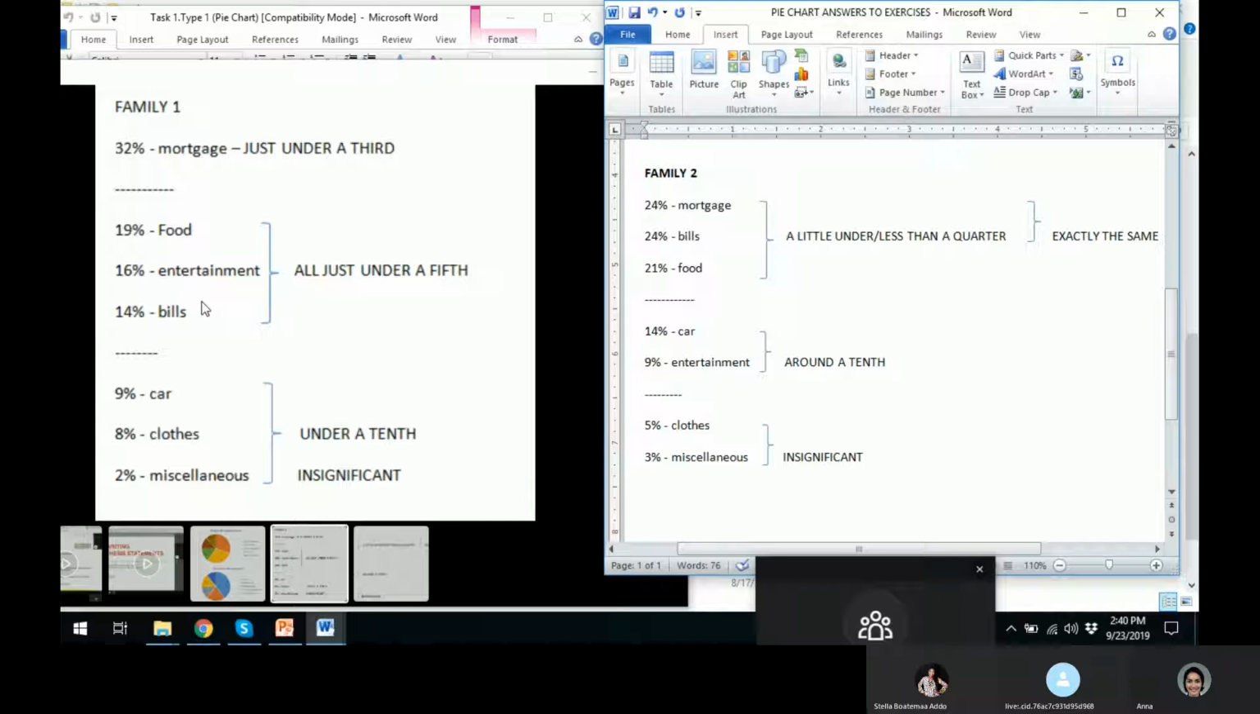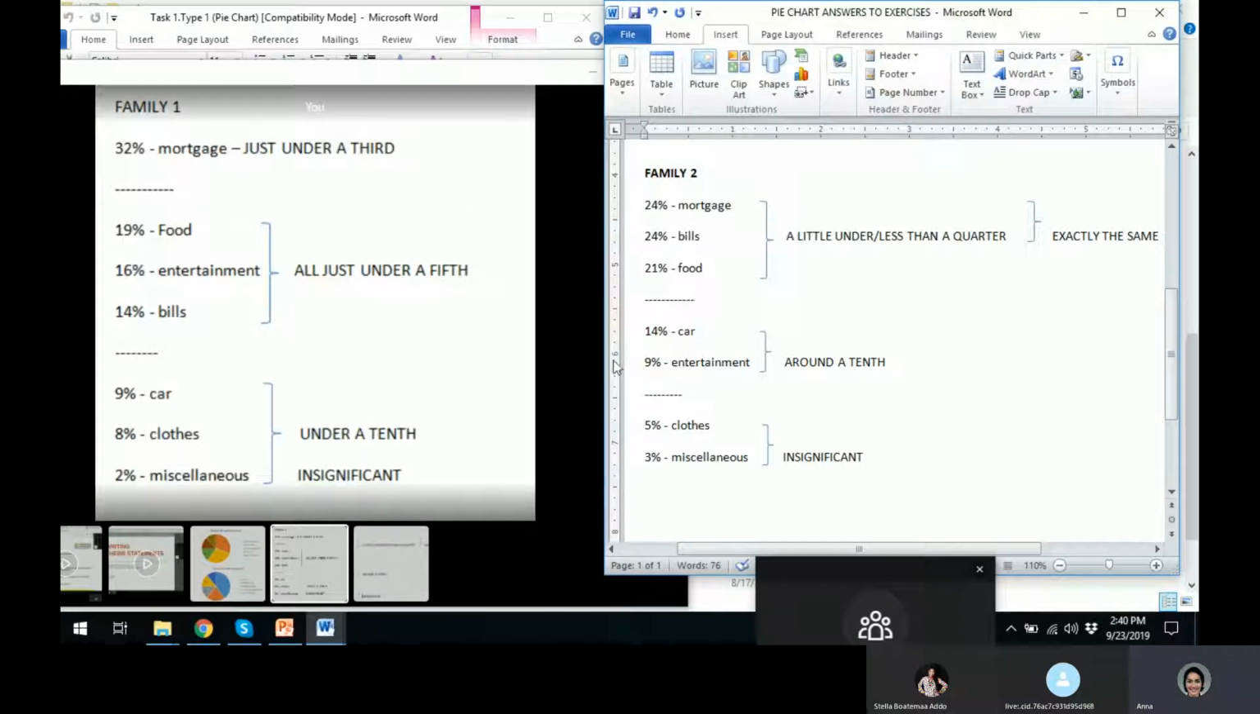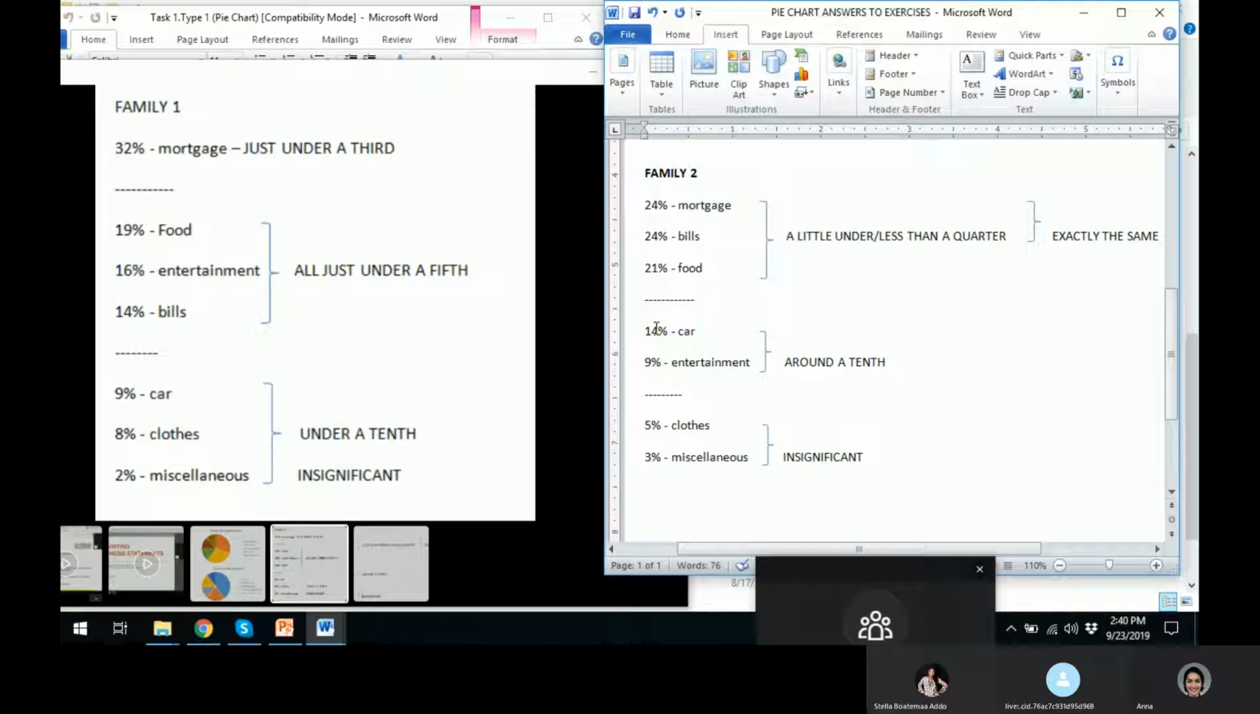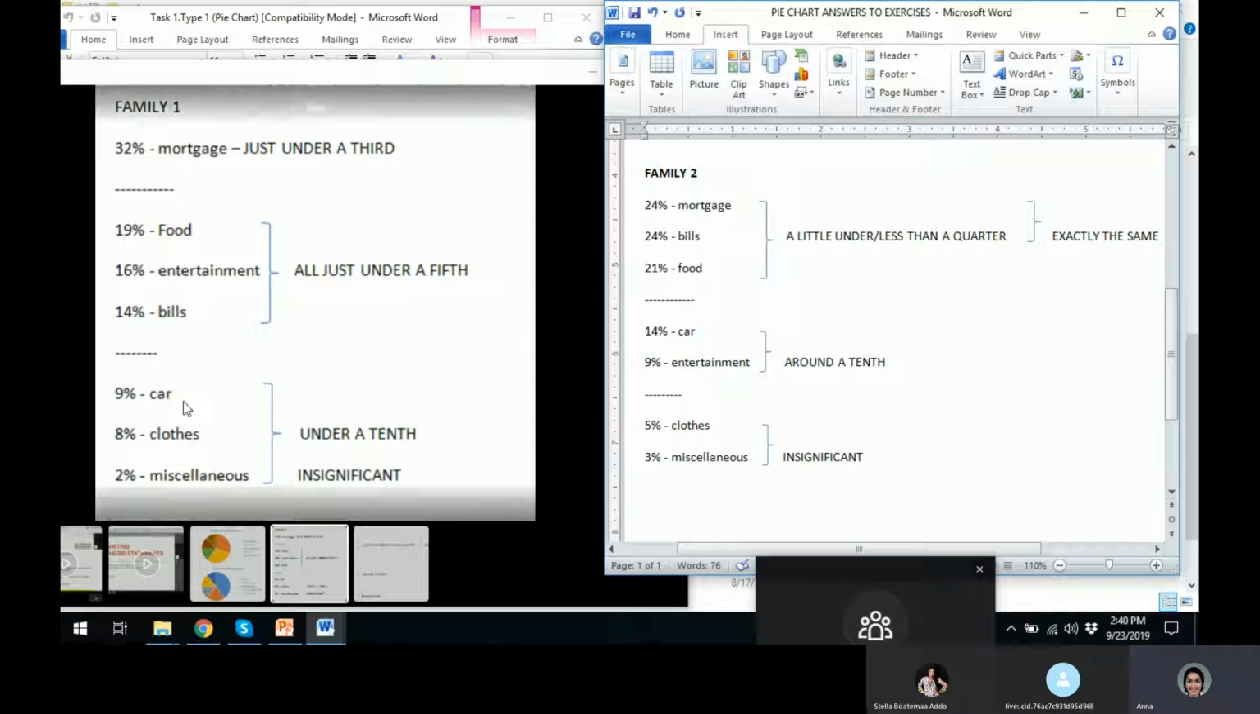How about entertainment? There's a similar arrangement, right? What else is similar? Clothes, right? Okay, clothes. How about car? Who spends more on car? Family two. Who spends more on entertainment? Family one. Who spends more on bills? Family two.